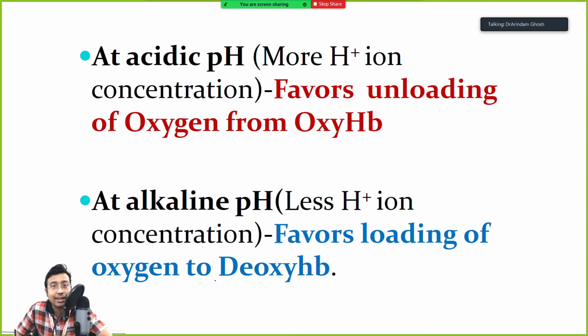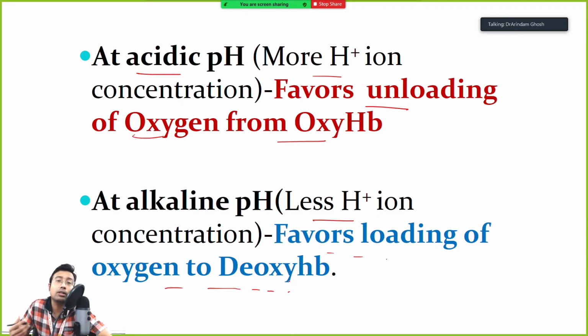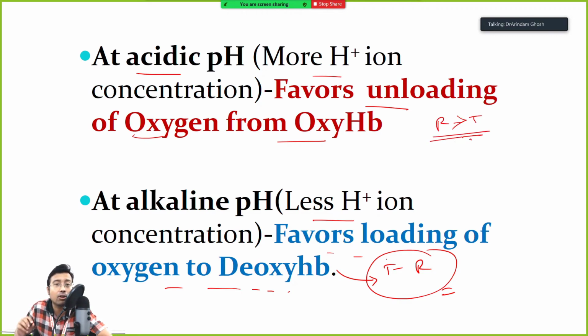Same thing again, have a look if you have missed it. At acidic pH, more H plus ion concentration favors unloading of oxygen from oxyhemoglobin, and at alkaline pH, that is less H plus ion, it favors loading of oxygen to deoxyhemoglobin. Now deoxyhemoglobin will be converted to oxyhemoglobin, so T will become R when loading is happening, and R will become T when unloading is happening. If you do not have a clear concept about this T and R form, please visit my previous video. I will provide the link in the description. That is very essential.